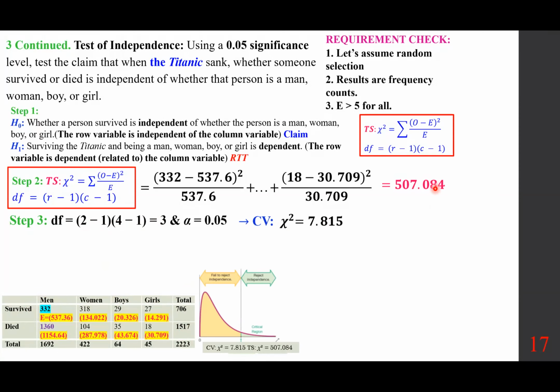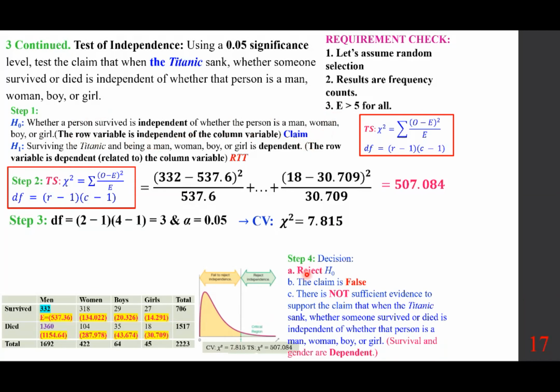And when we go with the graph, 7.815 is somewhere here. And this number, which is a test statistic, is way larger than 7.815, the critical value. It's way into the rejection region. Therefore, you are going to reject H0, or the claim that says the row variable is independent of the column variable, and you would write the decision: reject H0. The claim is false. There is not sufficient evidence to support the claim that when the Titanic sank, whether someone survived or died is independent of whether the person is a man, woman, boy, or girl. Survival, this is another short version: survival and gender are dependent. That's what we have proved.